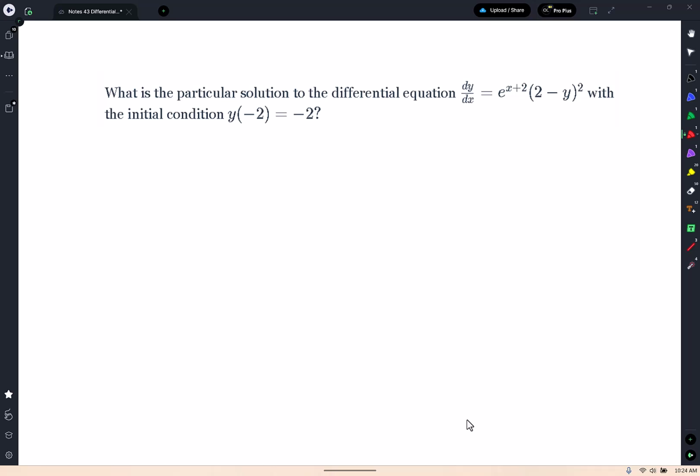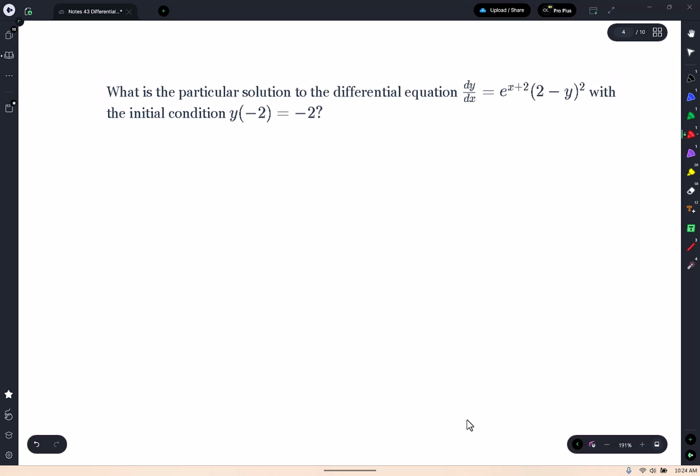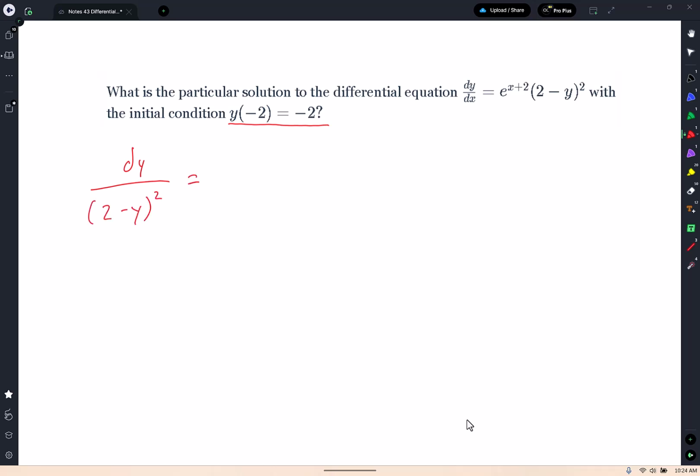dy/dx equals e to the (x plus 2) times (2 minus y) squared, with initial condition y of negative 2 equals negative 2. You guys ready? Here we go. The x's with the x's, the y's with the y's. dy over, I have to divide by (2 minus y) squared. (2 minus y) squared equals e to the (x plus 2) dx. Have I confused anyone?